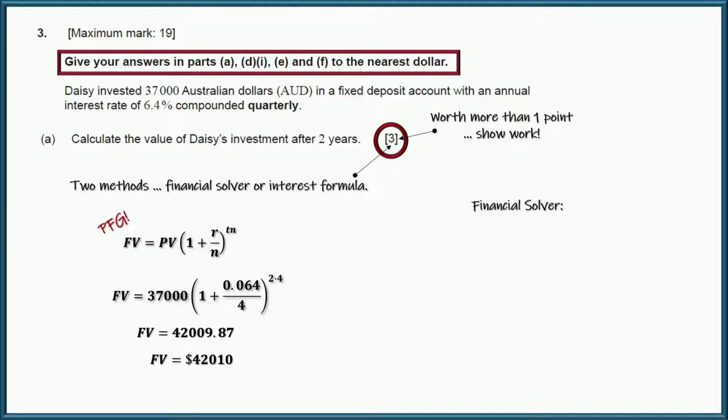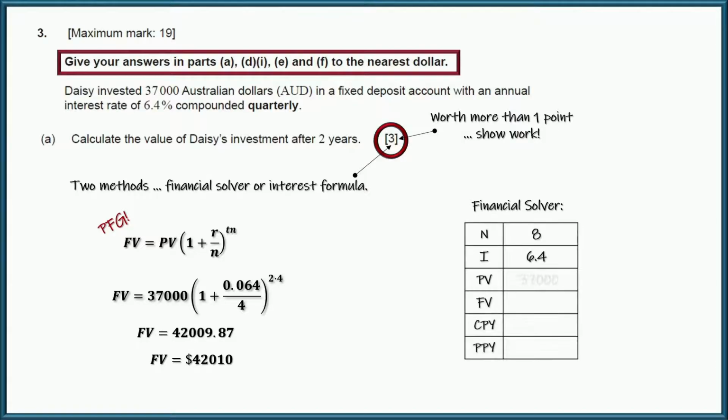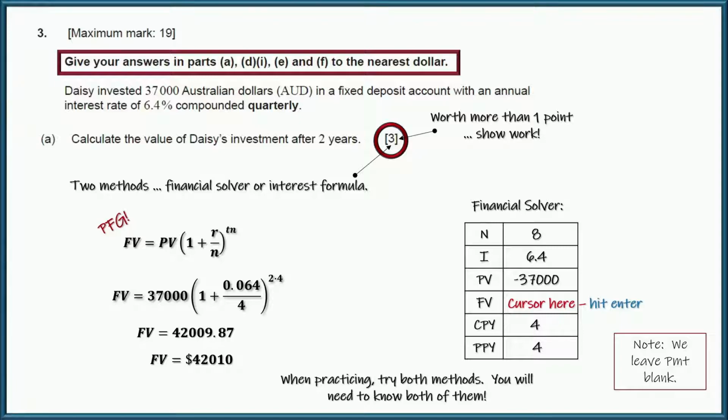All right, now the way you would do it on the financial solver is you open the financial solver, which I'm not going to show you, but I will show you all the values that you would plug in. So these are all the numbers you'd plug in. CPY and PPY would both be 4. I don't have the payment row on the screen. You would just leave that one blank. You don't even have to worry about it. So you enter all of this, and then where your cursor is, hit enter. Now, when you're practicing, try both methods because you need to know both of them. You've got to have them both under your hat.